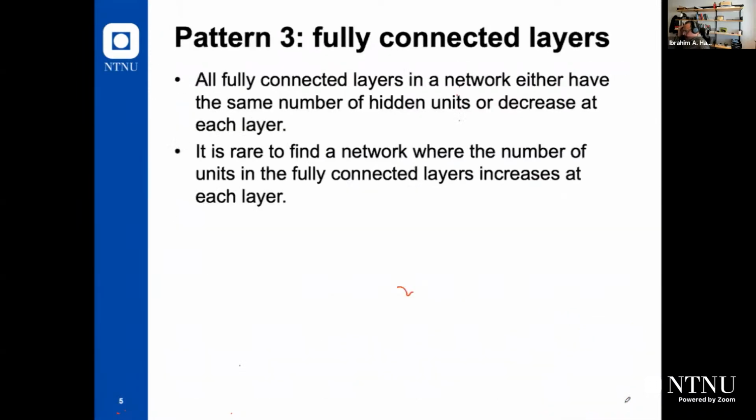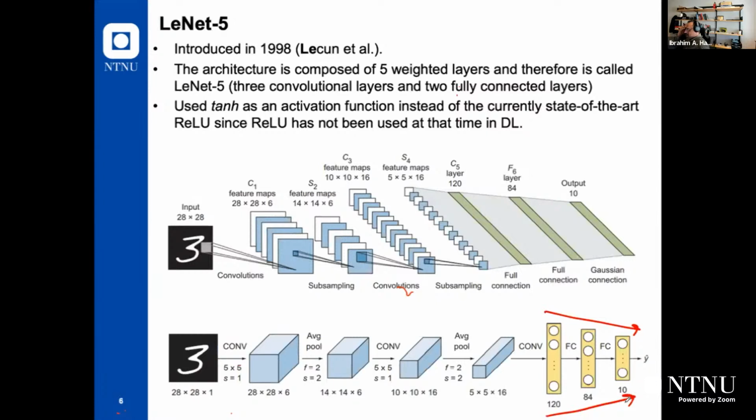This is one of the most famous models. It's called LeNet5, and it was introduced in 1998. It consists of 5 weighted layers, and therefore it's called LeNet5, because it consists of 5 layers. It consists of 3 convolutional layers and 2 fully connected layers. So those 5 layers are 3 convolutional layers and 2 fully connected layers.